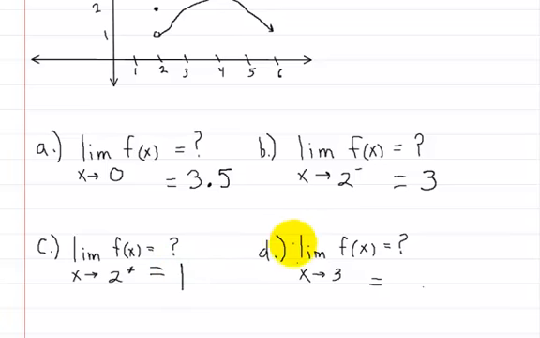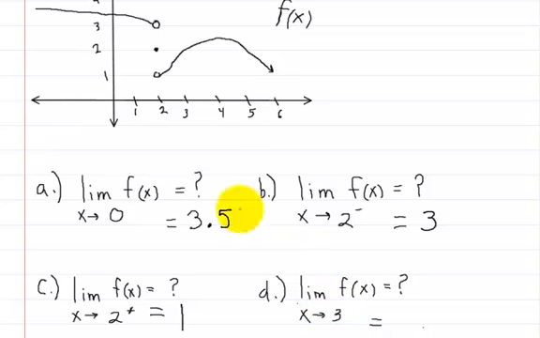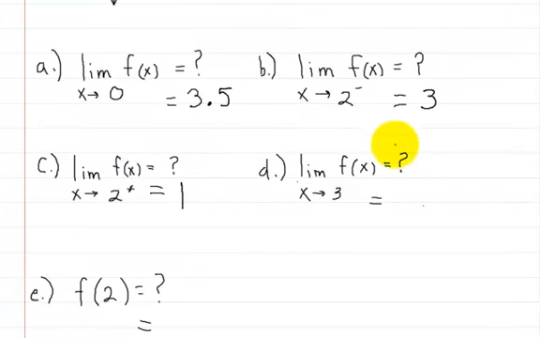So now let's go on to D. The limit of f of x as x approaches 3. So here's f of x. And as it approaches 3 from the right side, you're going to get to this point. And as it approaches 3 from the left side, you're going to get to this point. So that's going to be equal to 2. So the limit of f of x as x approaches 3 is equal to 2.